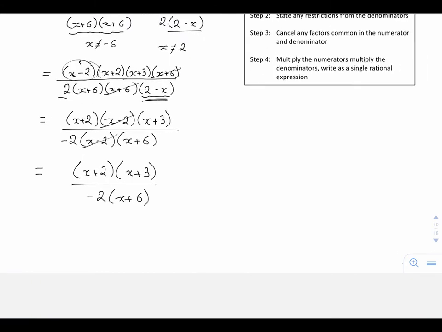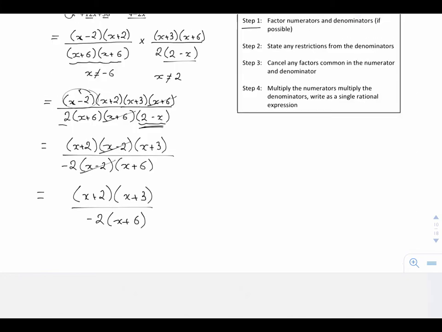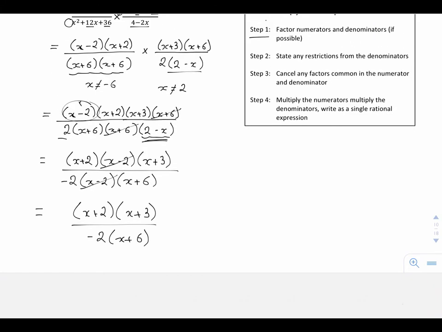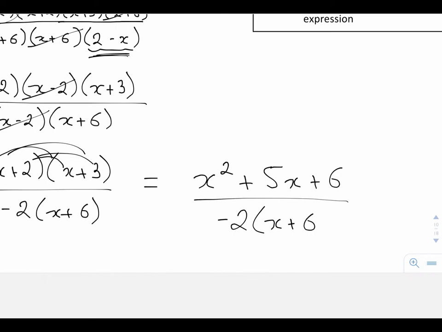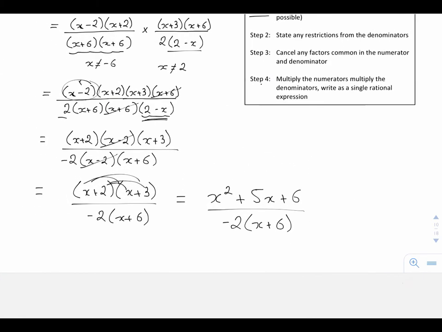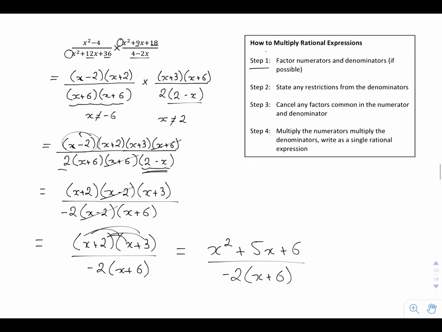Now you might see in textbooks the final answer written where the numerator is multiplied out. I mean, this is fine technically, there's nothing wrong, this is 100%, but you may see them expand the numerator. So you may see your final answer written as x squared plus 5x plus 6 all over negative 2 times x plus 6. The denominator is usually left in factored form. There you have it. So there's your expression with everything multiplied out.